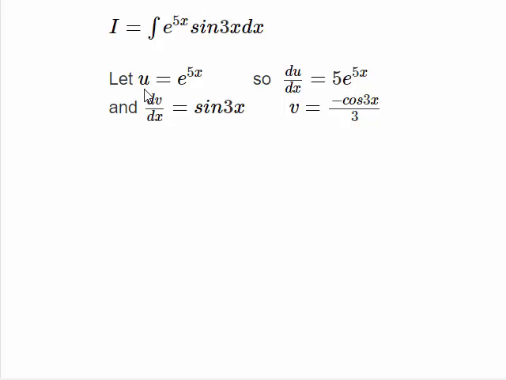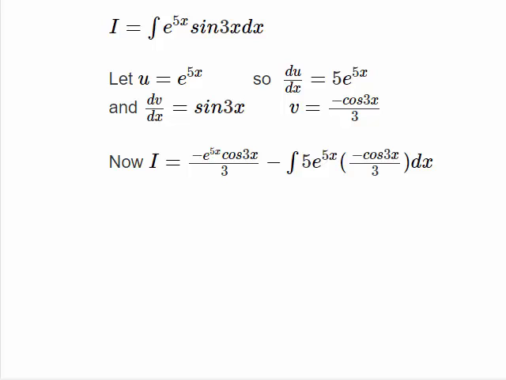So first of all, we want uv. So uv is equal to e to the 5x times minus cos 3x over 3. So e to the 5x times minus cos 3x over 3, and that's going to be minus the integral of v du dx. So we've got 5e to the 5x, which is there, and we've got minus cos 3x over 3, which is there, dx. So we've got 5 over 3 e to the 5x cos 3x dx.